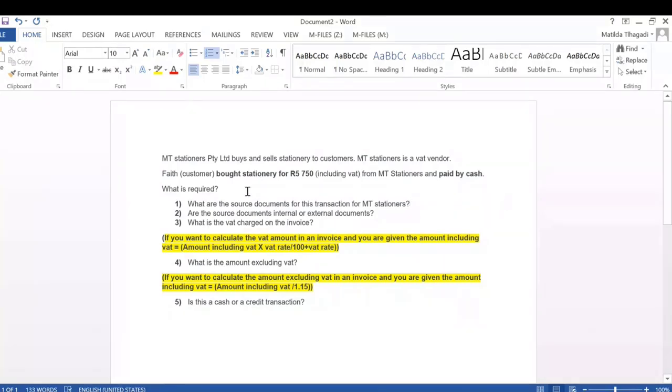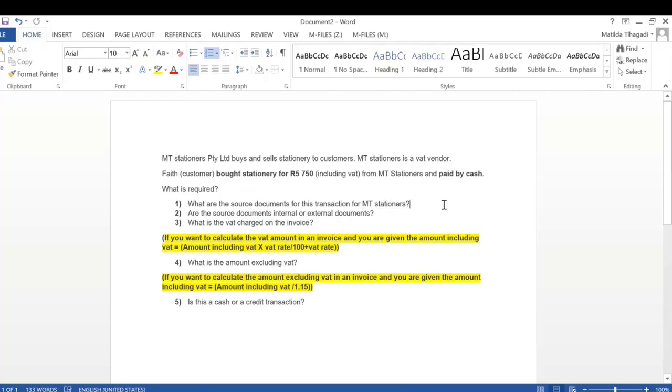First of all, guys, especially when a question is asking you about source documents, you need to decide: are they asking from the point of view of the business, which is MT Stationers? Is the question asking about the business, or about the customer? In this case, I'm asking about the business. What are the source documents for this transaction for the business?